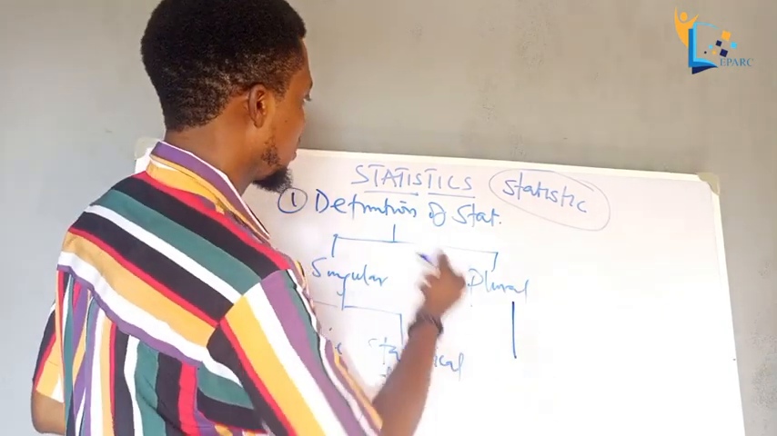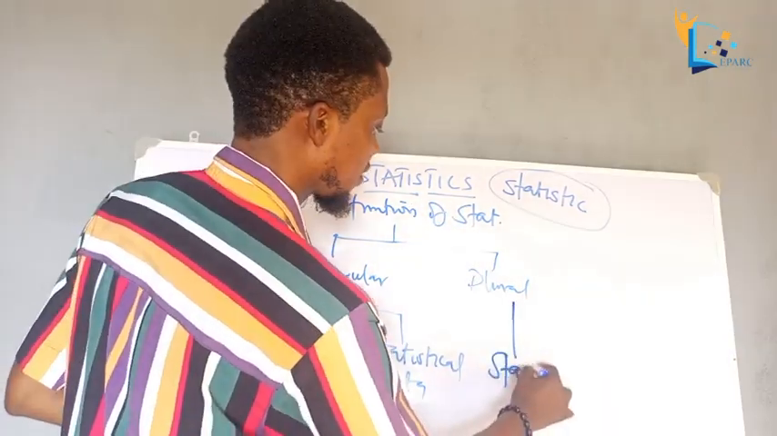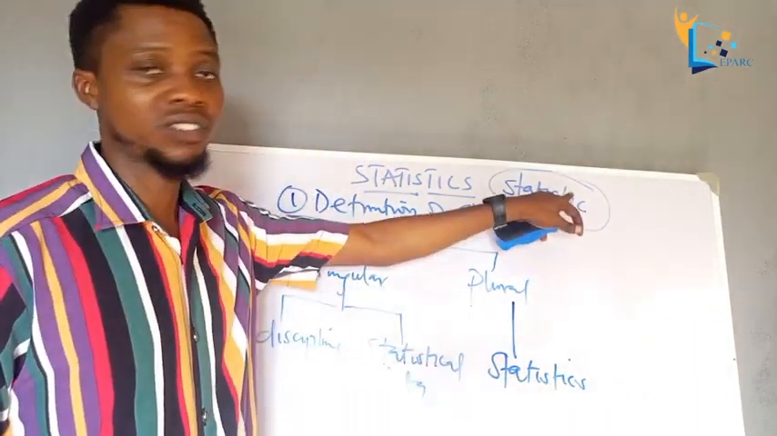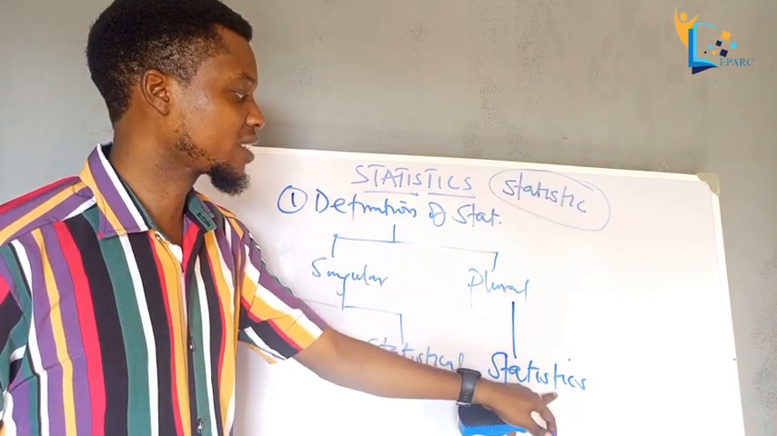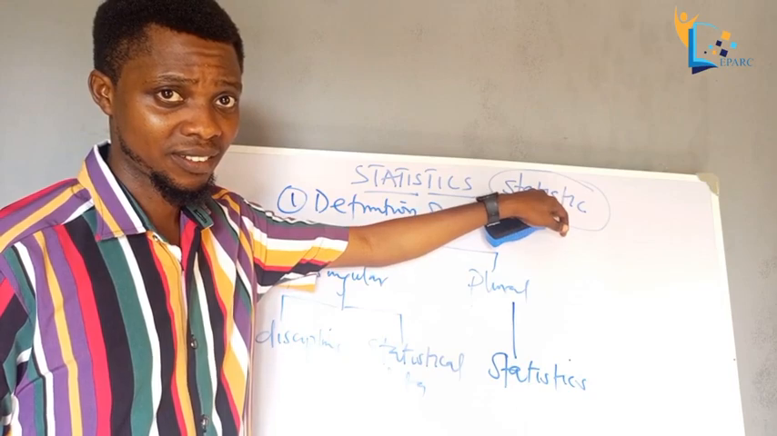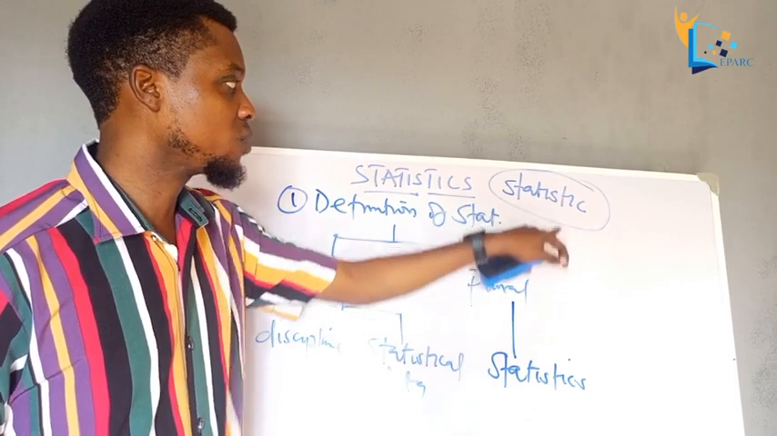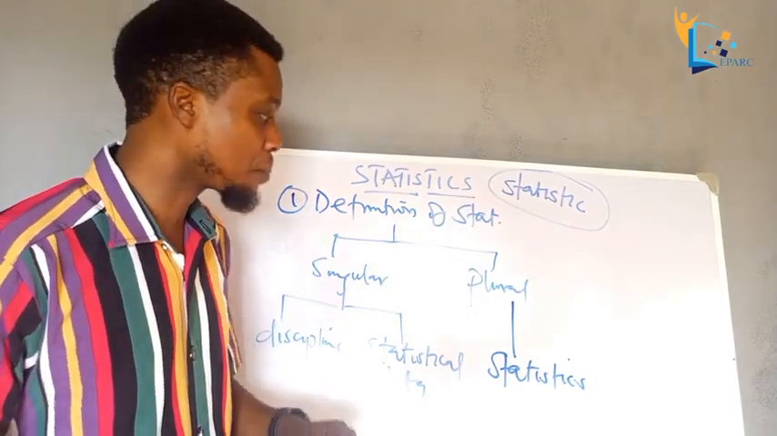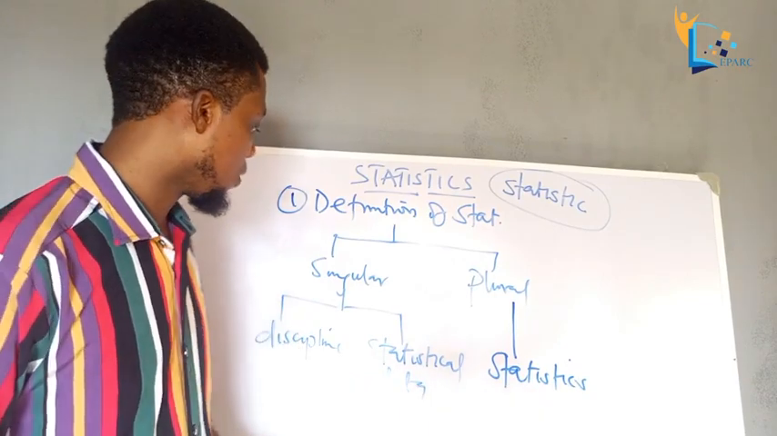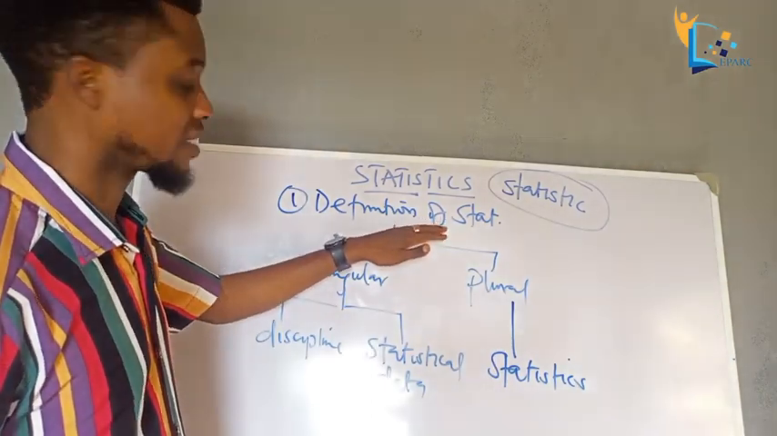As a plural, statistics is the plural of statistic. Okay? When we say statistics, we mean more than one statistic. So when statistic is more than one, it's simply referred to as statistics. Okay? That's that on the definition of statistics.